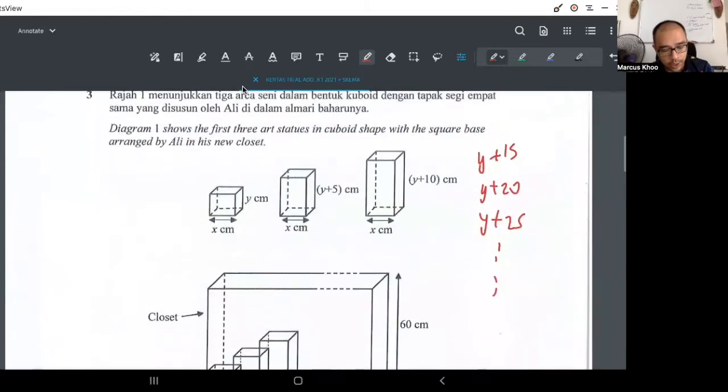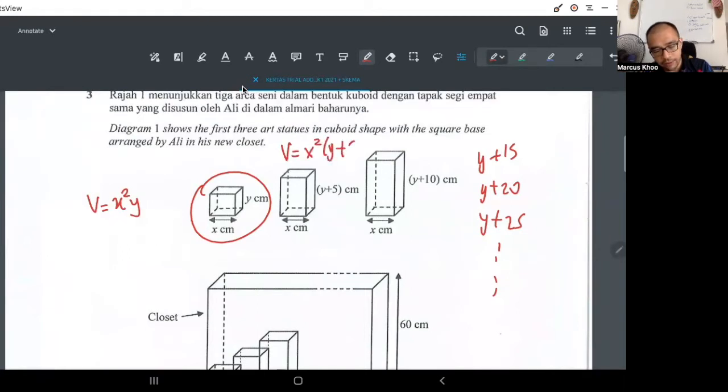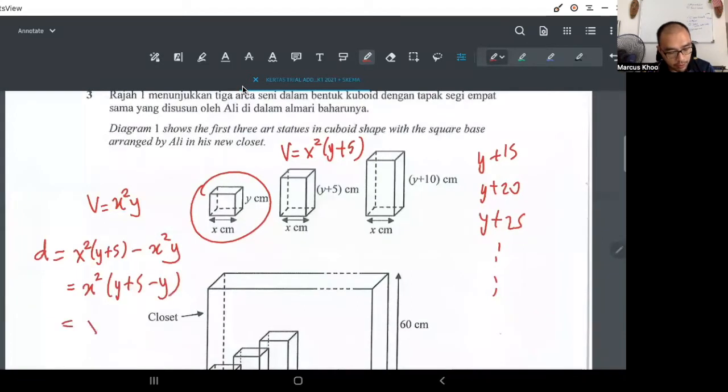So we know that the first one is x squared y. The volume equals x squared y. The second one is volume equals x squared y plus 5. So the D is x squared y plus 5 minus x squared y. So the D would be 5x squared. If I factorize the x squared out, I will get y plus 5 minus y, so it will be x squared times 5. So my D is 5x squared.